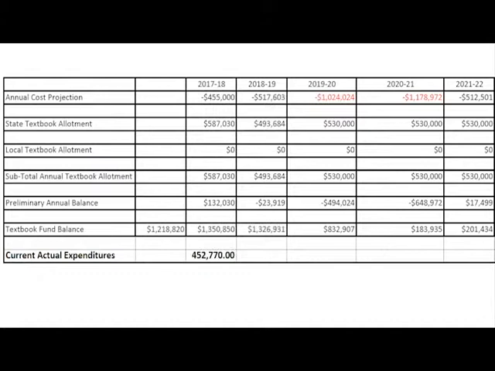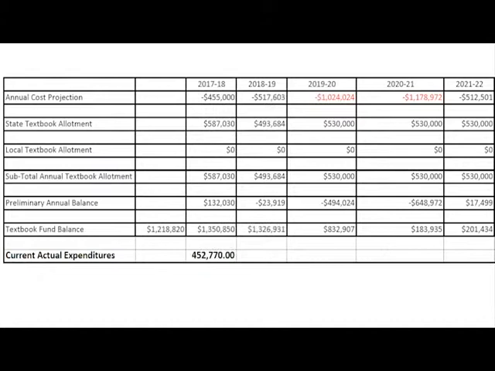So if you look in the 2018-2019 column, you'll see $517,000. That's approximately how much we've spent on that previous slide that I was just talking through. That's the total of how much we've spent over the course of this year. We received from the state $493,000, and that is based on our ADM. That third row is local textbook allotment.